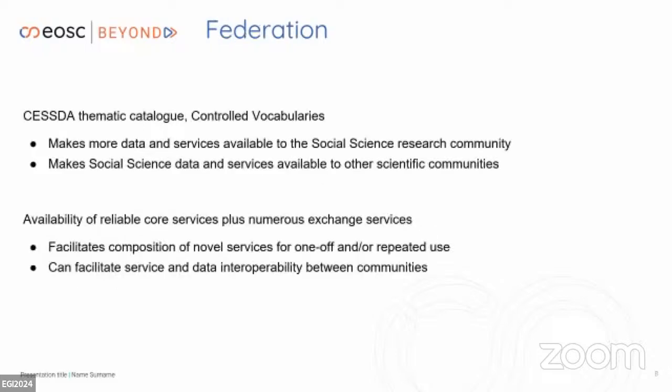So in terms of federation, well, the CESSDA thematic catalog is where we're concentrating our efforts. There are other services that would be of use to the wider community, such as the Controlled Vocabularies Service, and even the ELSST thesaurus. Good to make that data and those services more available to the social science researchers. Also through the Federation to make that available to a much wider community through EOSC Beyond.